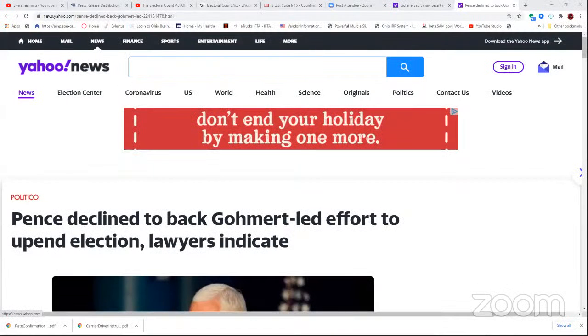As of today, this is the next article. Hold on a second. Let me bring up the next article. This article is fresh as of today. Mike Pence declined to back Gohmert-led effort to upend election, lawyers indicate.